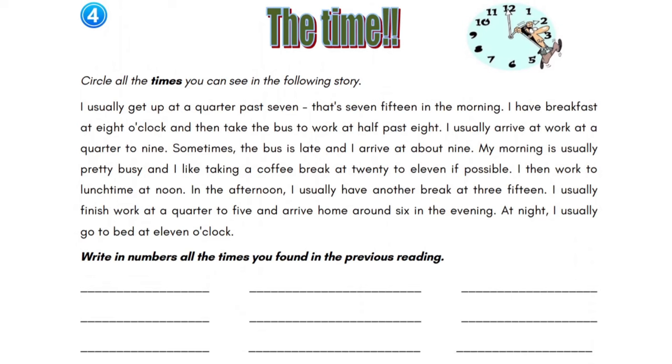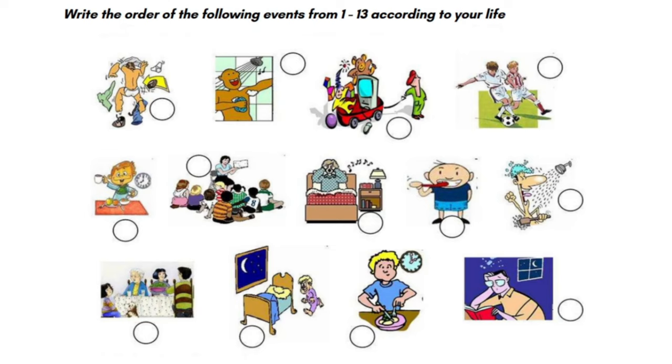In the next worksheet, there is a story. The students can circle the times and then write down the digital version. Ask them about what is happening in these pictures and then write the order of the events according to their own lives, 1 to 13. For example, which one is first? I wake up, so that is number 1. I take a shower, that is 2.